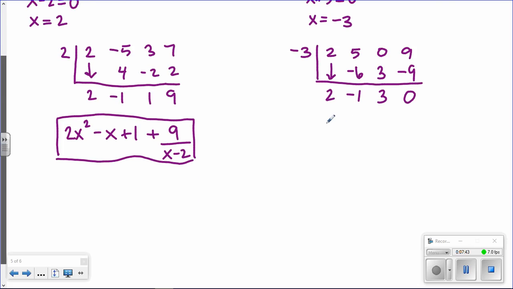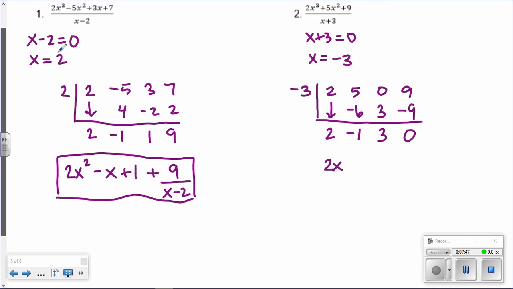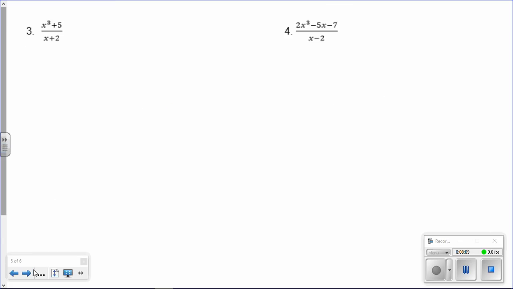So my answer is going to be 2x, and I started off with a cubed. So my answer is going to start off with the squared because it's 1 less than what we started with. Minus x plus 3. Since I don't have a remainder, I don't need to write 0 over x plus 3. I can just write my answer. So there is your answer to this problem. All right, we've got, I think, 2 more to go. Yeah, 2 more problems. Same process.